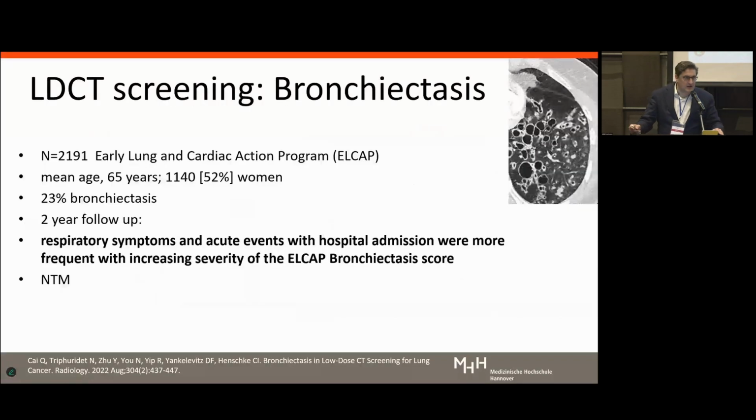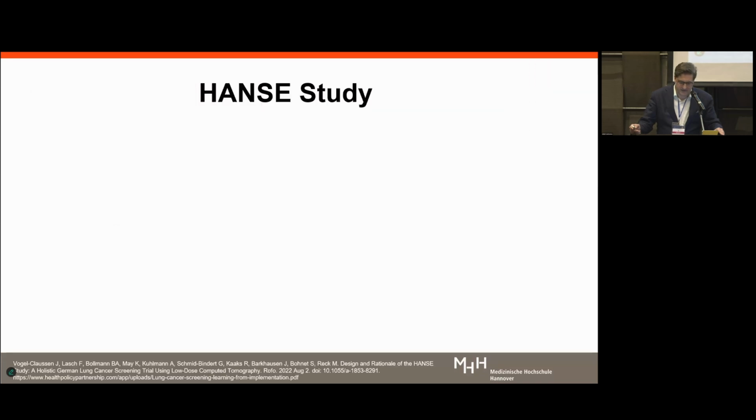And we can learn also from prior studies. This is from I-ELCAP. They could show that respiratory symptoms and acute events with hospital admissions were more frequent with increasing severity of the bronchiectasis score. So we report moderate to severe bronchiectasis. We have a clinic, actually, and they get treated with modern antibiotics these days, and they're specialized pneumologists, at least in our hospitals, who treat those to push down the event rate these days.